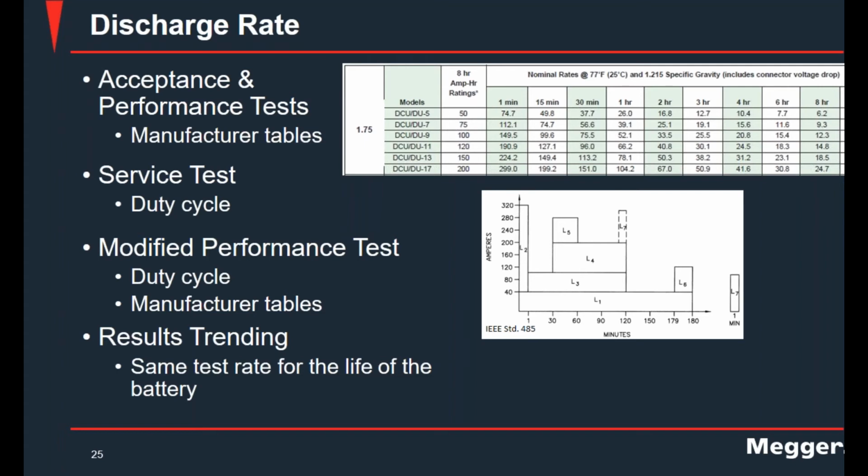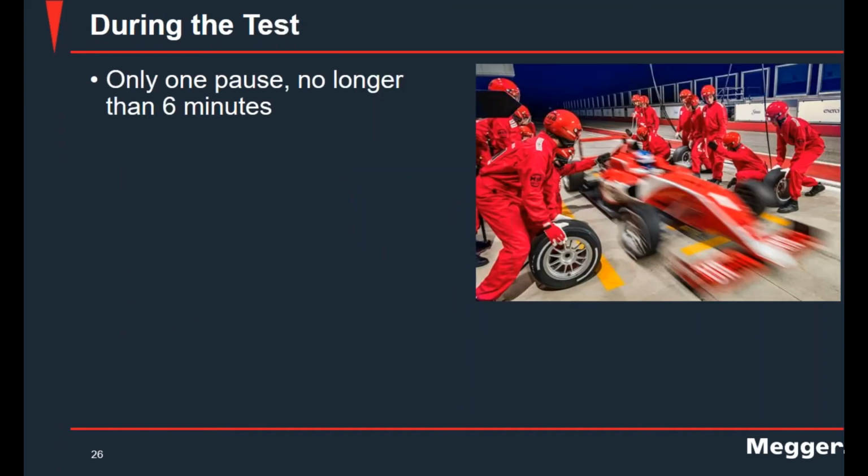During the test, only one pause is accepted, and this pause cannot be longer than 6 minutes. Why would you have pauses during the test? Well, you could have an inadvertent trip of the test equipment, or disconnection of leads, or one of the cells might be reaching that end of discharge voltage, that 1.75, and you might need to bypass that cell to avoid that cell becoming a load during the test.